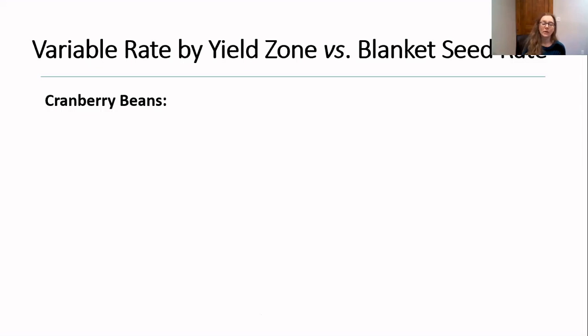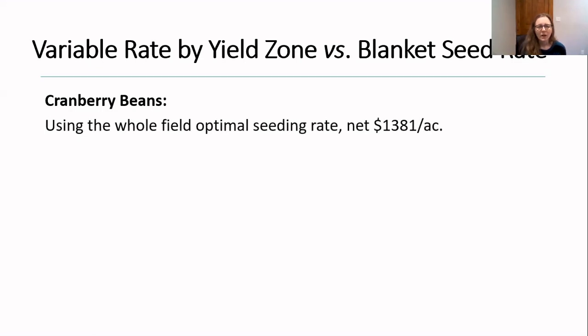Okay. So now cranberry beans, a variable rate by yield zone versus a blanket seeding rate. At our optimal seeding rate for the whole field, we're netting about $1,400 per acre in this study. Now, the actual number in my trial is maybe not real or not super important. I will say we had a couple exceptionally high yielding cranberry fields in this project.